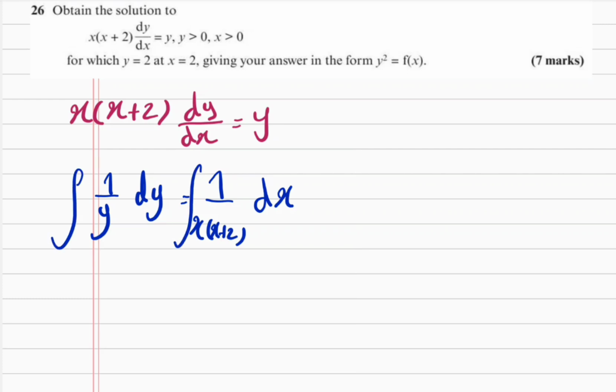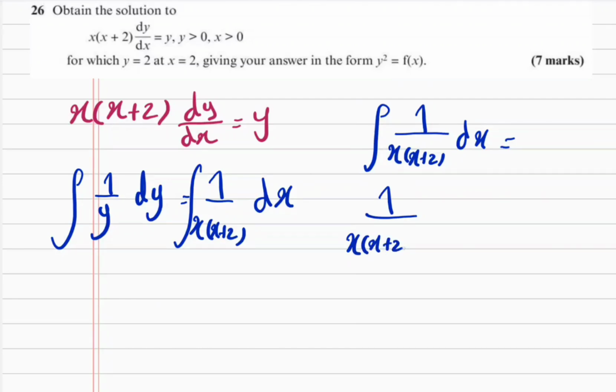So the left hand side is just a simple ln integration, but for the right hand side we should be careful, because when we have 1 over x times x plus 2, we need to use partial fractions to integrate this. And we can rewrite 1 over x times x plus 2 as a over x plus b over x plus 2. And now we can just use partial fractions.